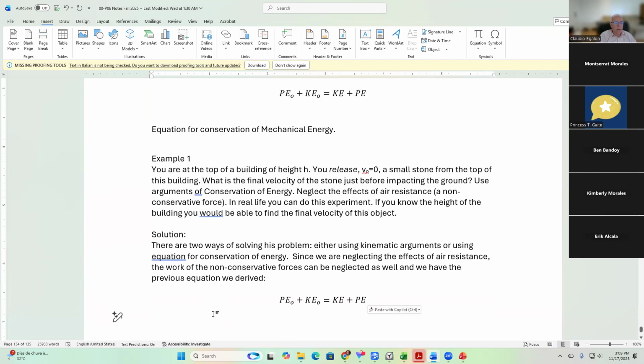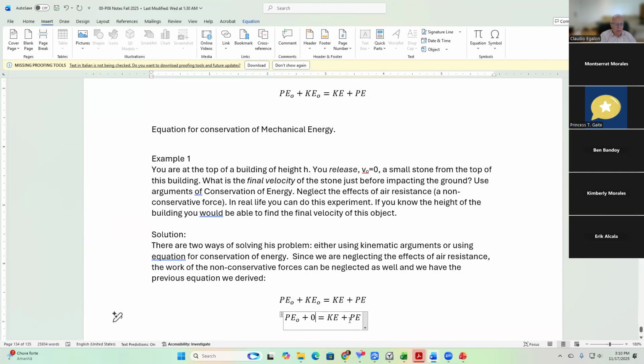Initial potential energy plus initial kinetic energy is equal to final kinetic energy plus final potential energy. And we want to find out the final velocity. We know the initial velocity is equal to 0. Consequently, the initial kinetic energy must be 0 as well. Okay?